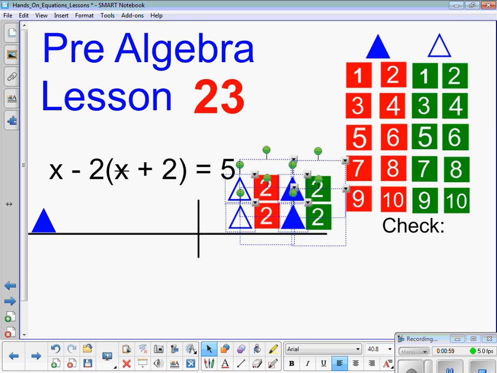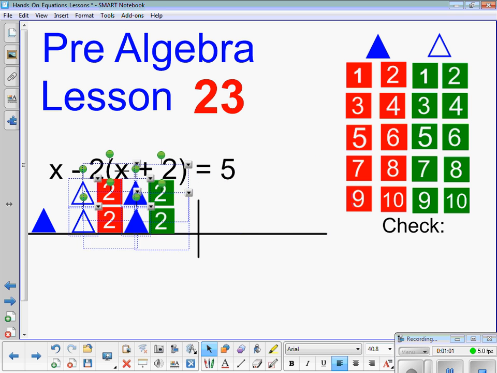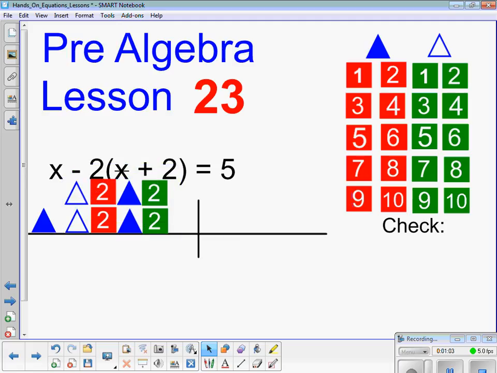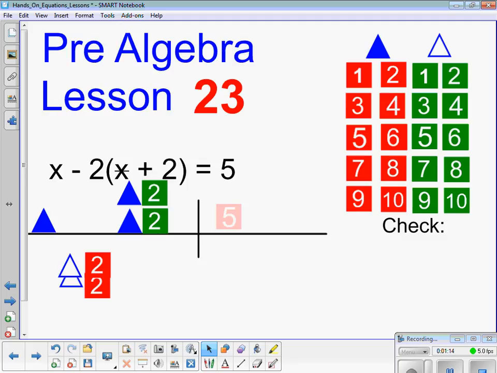Oops. Put that in the wrong spot. Let's slide it over here. Okay, so now that I have these, I can get them off of there. So I have that on the left, and then on the right I have the 5. Remember, the positive numbers are red, the negative numbers are green. So this is my problem. I've got 3 stars and 2 of these green 2s and a red 5.